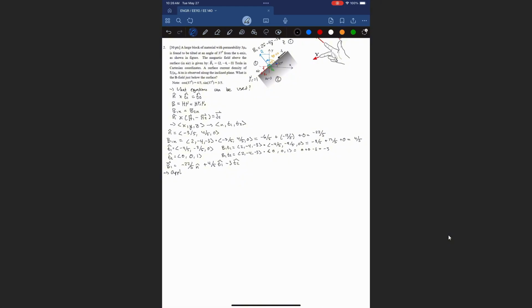Next is to apply the boundary condition rules to find B2. So we know that B1n equals B2n. Therefore, B2 has an n component of -22/5.